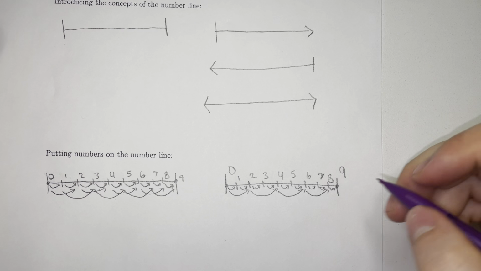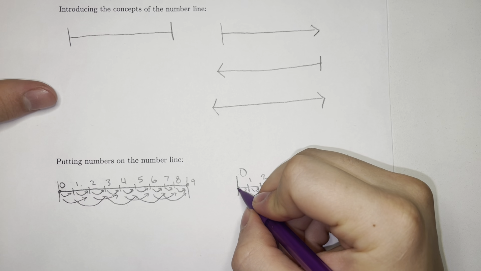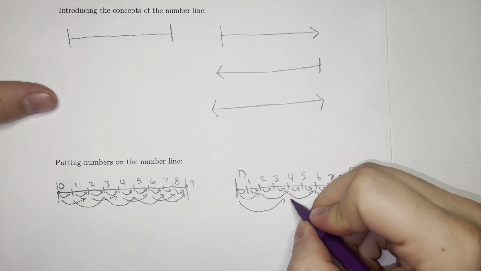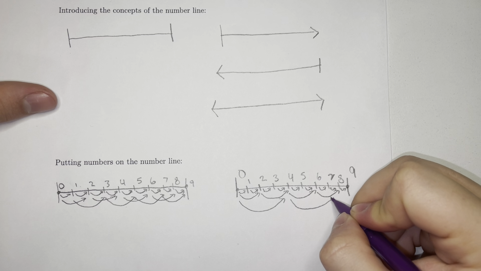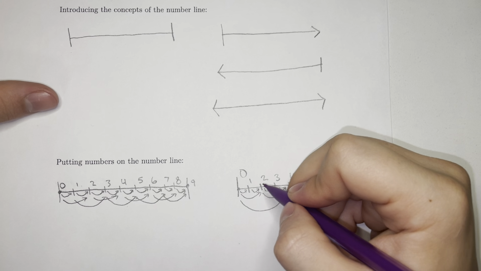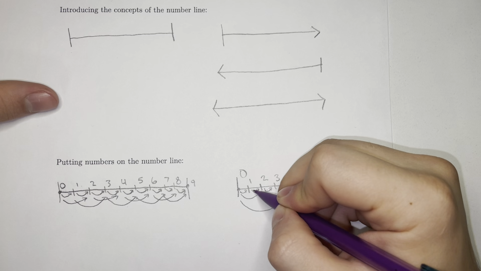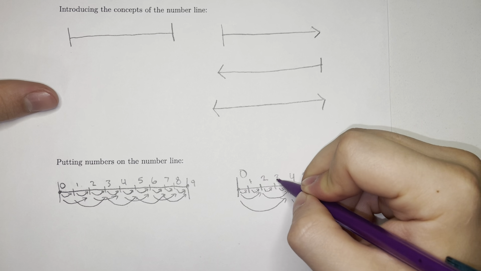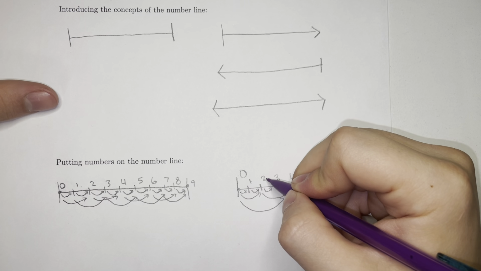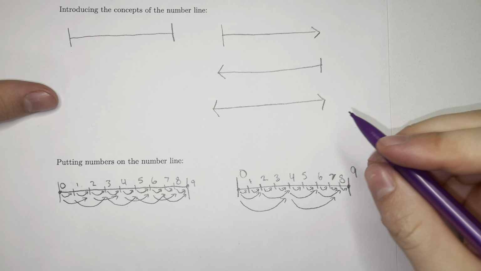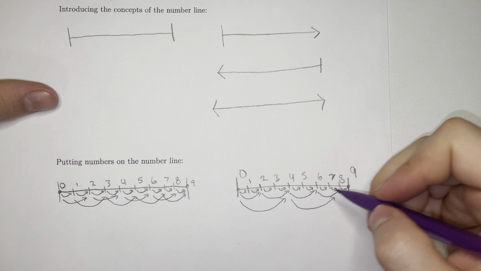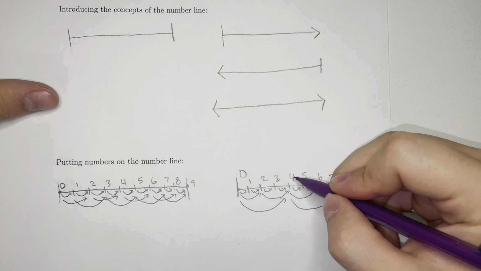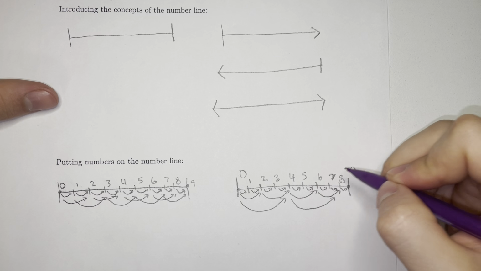And then if we wanted to count by something like 4, we would go from 0 to 4, and then 4 to 8. And so we can see that we have 4 arrows in this jump here. So 0, 1, 2, 3, 4. And then from 4, we have 1, 2, 3, 4 arrows to 8. So 4, 5, 6, 7, 8.